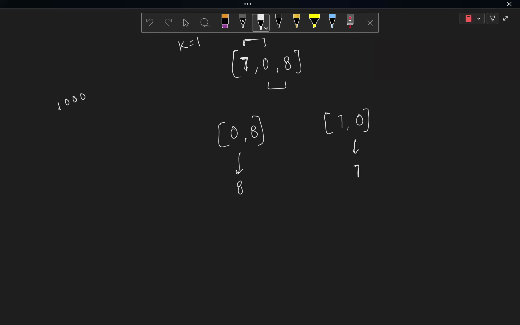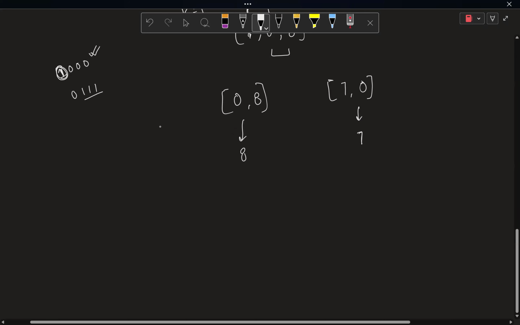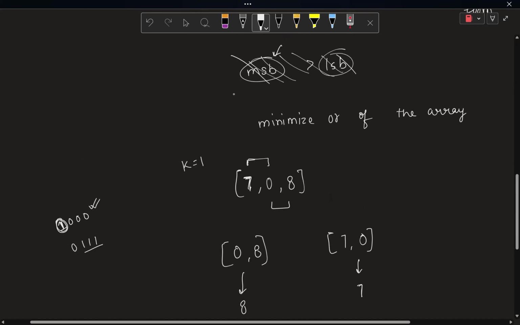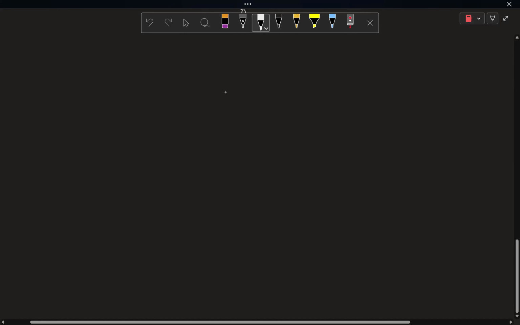It is kind of obvious that if you have a number like 1000 or a number like 0111, this number is larger. So having your focus towards the more significant bit of the number makes more sense than trying to remove one of these lower bits, right? This is one of the ways of confirming whether I should focus more on the most significant bit or the least significant bit.